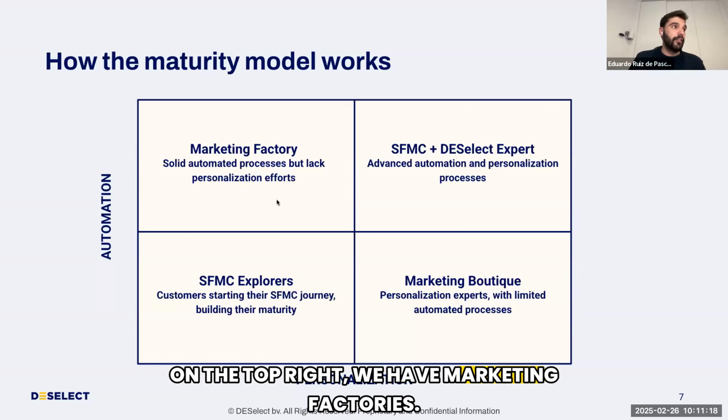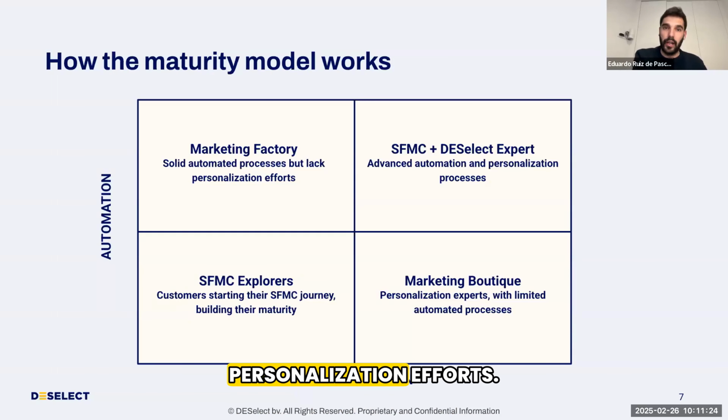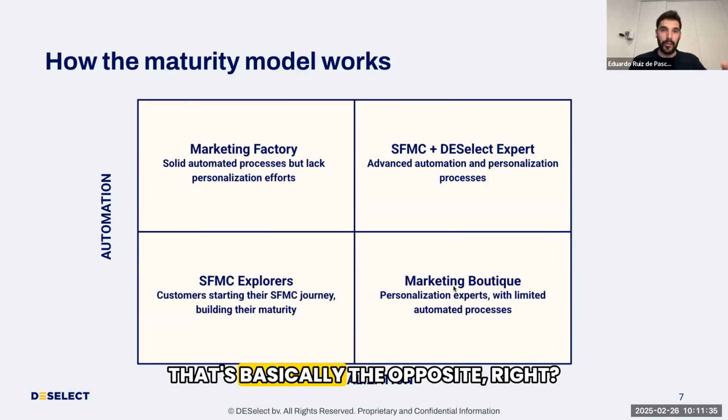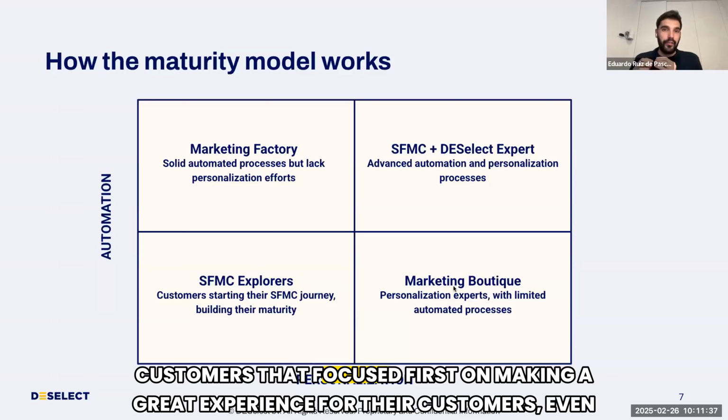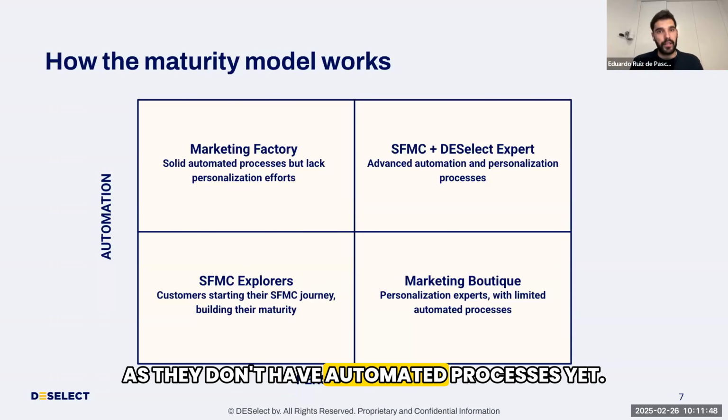On the top right, we have marketing factories. So basically, they're very solid at automating processes, but they lack some personalization efforts. On the bottom right, we have marketing boutiques. That's basically the opposite, right? Customers that focused first on making a great experience for their customers, even if that means spending more resources, more manual resources from the team, as they don't have automated processes yet.